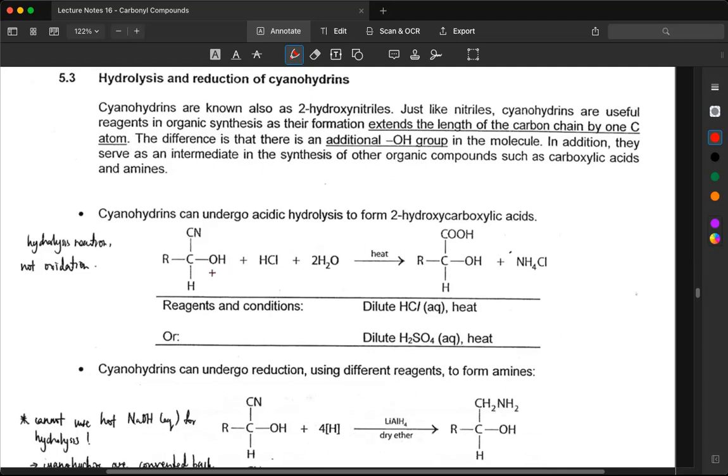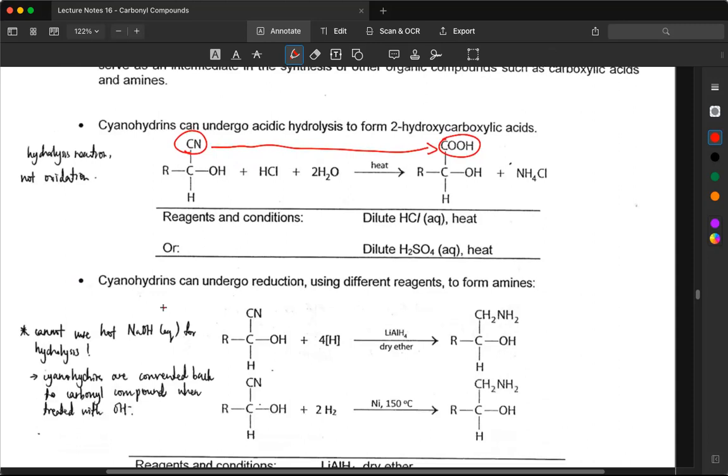So cyanohydrins undergo acid hydrolysis to form 2-hydroxy carboxylic acid, like here. So if you form this, it can be further hydrolyzed to form this. Okay, so this is a hydrolysis reaction. You don't call this oxidation. It's not.